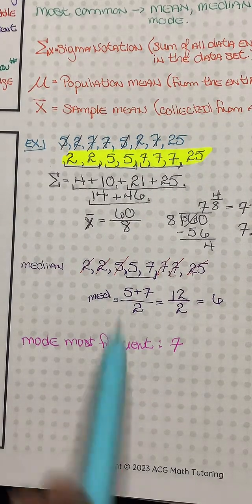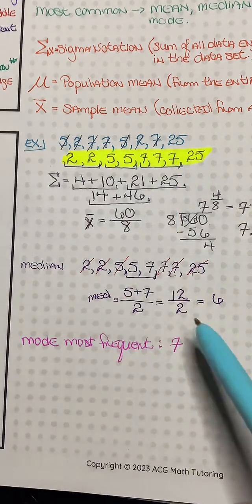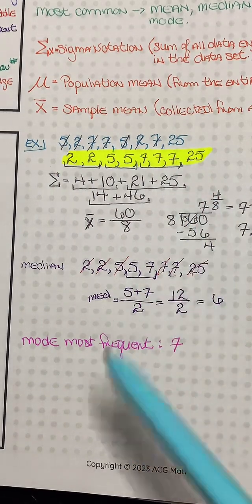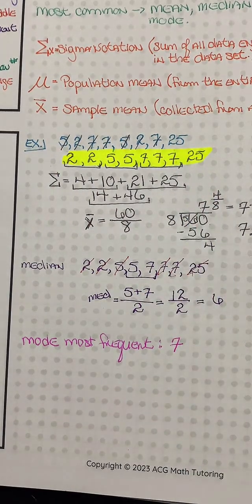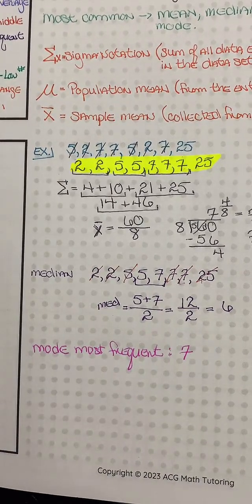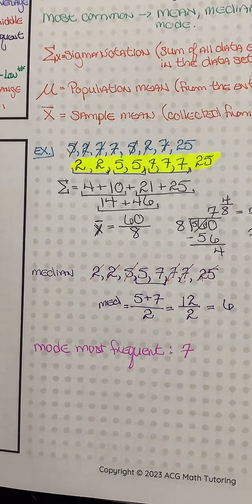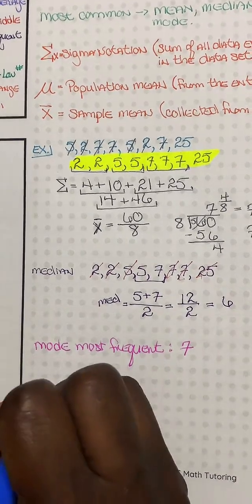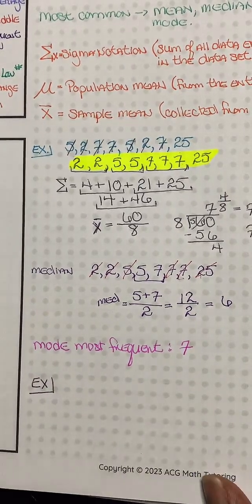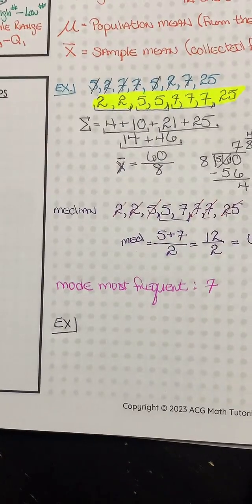All right. So for mean, you don't have to put the numbers in order. For median, you do have to put it in numerical order. And then your mode is just the most frequent number that keeps coming up. Okay, let's see if we can put one more example. Not this one. Here we go. And I want you to tell me my mean, my median, and my mode.